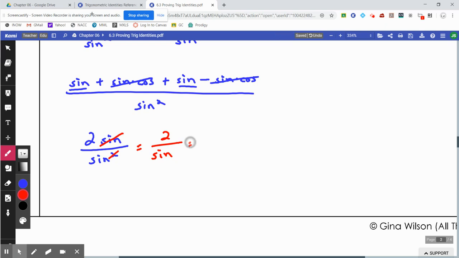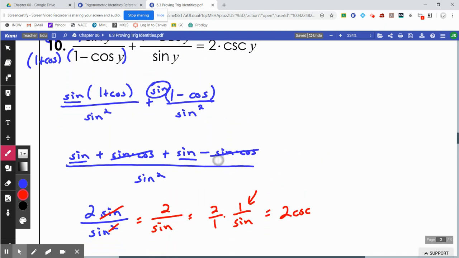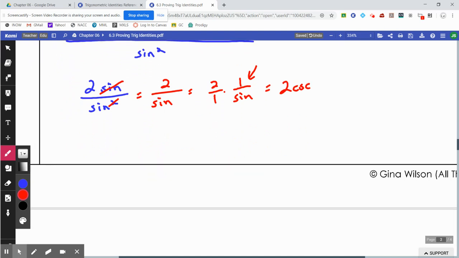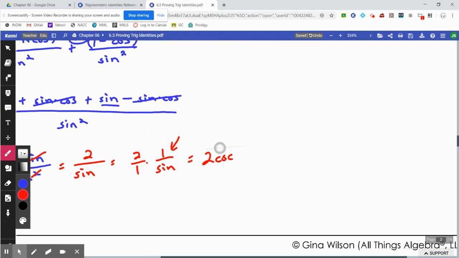Now let's look at this. Why is it possible to rewrite this? This would be 2 over 1 times 1 over sine. Same thing. You don't have to split that if you learn this, but we know that 1 over sine is equal to cosecant, and that's what we were trying to get it to equal, 2 times cosecant. However, notice something.